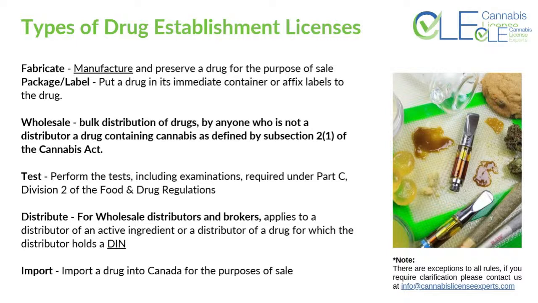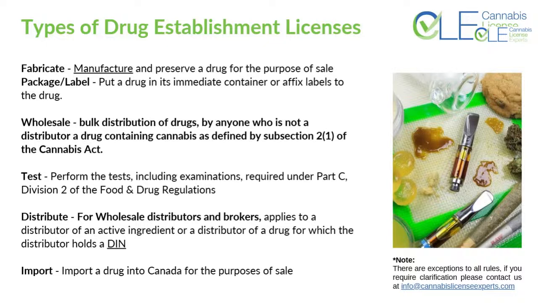But let's look at the different licenses that we may be considering for your organization. We have fabricate classification, which is manufacturing and preserving those drugs. The next one would be packaging and labeling. So that is exactly that. It's putting your drug or your cannabis or cannabis product into a package and affixing labels to that drug.